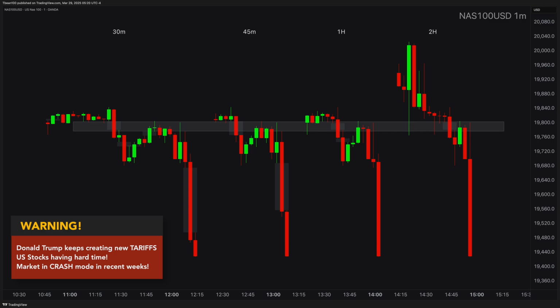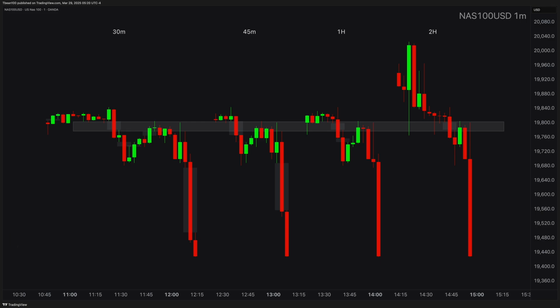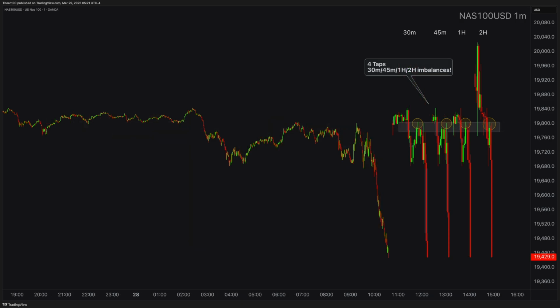Since Donald Trump announced new 25% tariffs again for the EU and many other countries, US stocks started to struggle a lot. Long-time rally turned into a crash in the recent weeks. You can notice this 4 imbalance step area, 30 and 45 minutes, and 1 and 2 hours all at the same time zone. This basically gives the tradable area idea. If you open the 1-minute chart on the left, you'll also notice the exact point of where this multi-level imbalance sits.